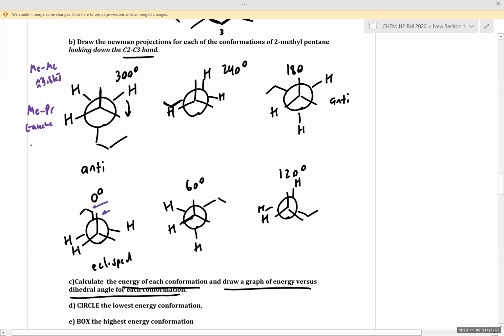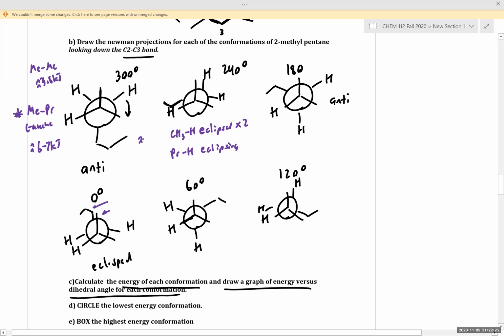Larger, exactly right. So I'd estimate it to be around 6 to 7 kilojoules, roughly. So that's the only interaction we have so far. In this next structure for 240 degrees, we have a methyl hydrogen eclipsing interaction and a propyl hydrogen eclipse. So we have 2 methyl hydrogen eclipsing and a propyl hydrogen eclipsing.